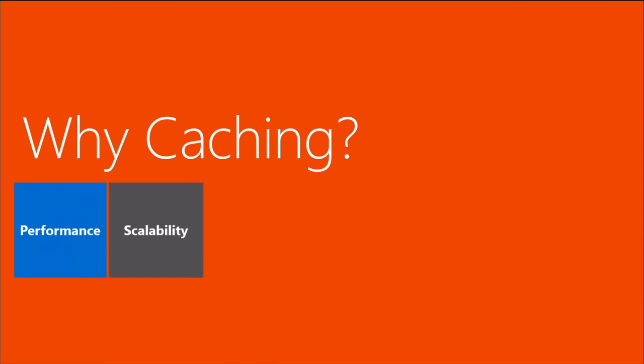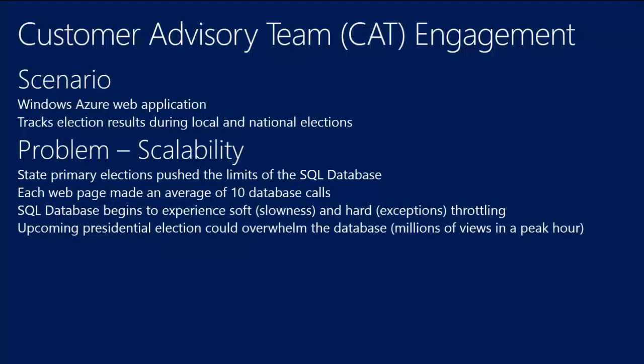So let's take a quick look at an example of a real-world scenario of a state that had an election result website. What they did was they built this website, hosted in the cloud using SQL database to report election results. At first they deployed it for a local election. And what they found was using the architecture that they used, the users just overwhelmed the website. Too many connections. Every web page hit the database an average of 10 times. The database started slowing down. It started throttling and failing.